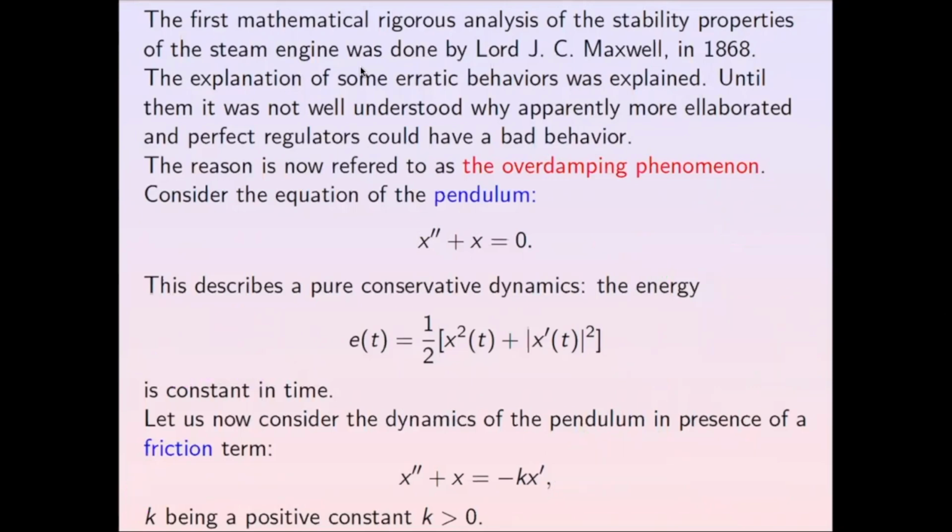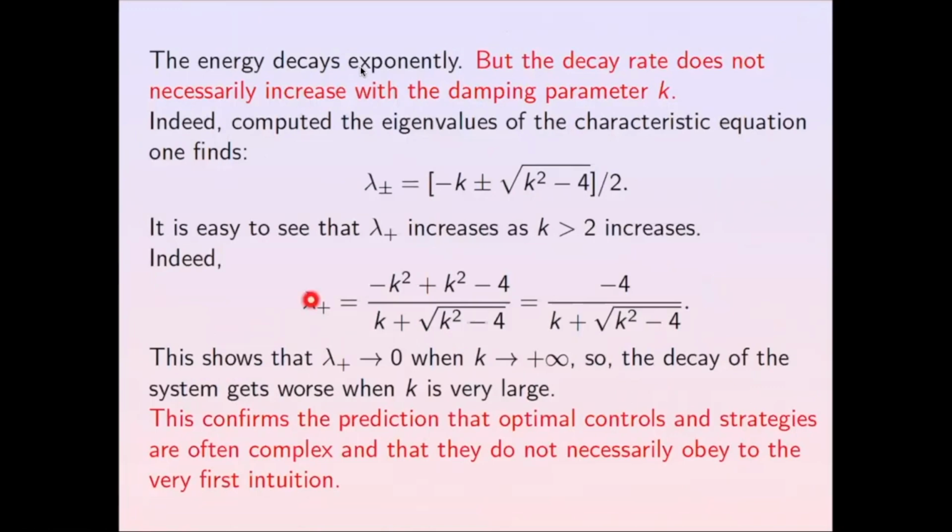So you see that already in this simple example that you can compute explicitly, and this is what Maxwell did, you can see the control properties. In this case, control simply means how fast, as I drew yesterday, right? So we simply draw how fast, as a function of the damping constant k, the energy decays. You realize that this is not really a monotonous function.